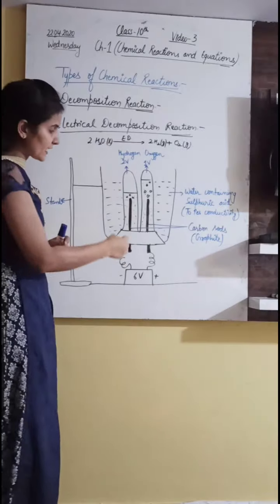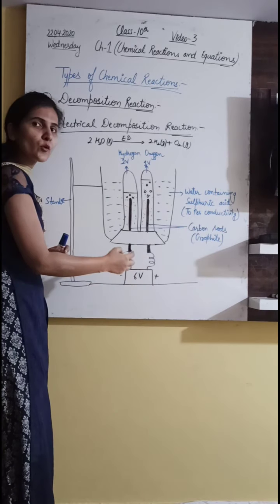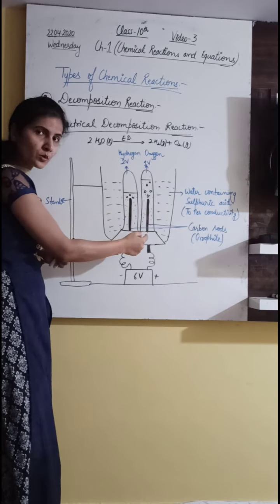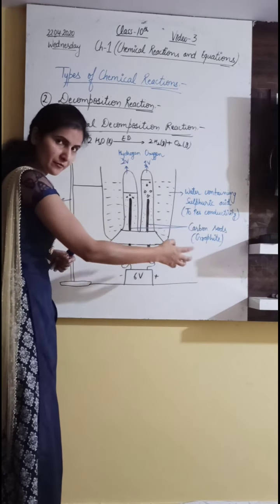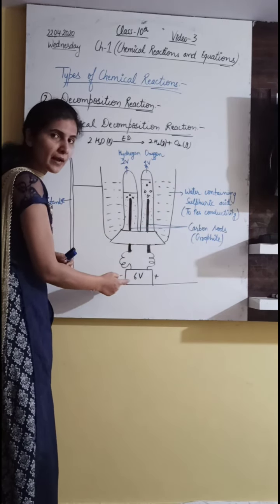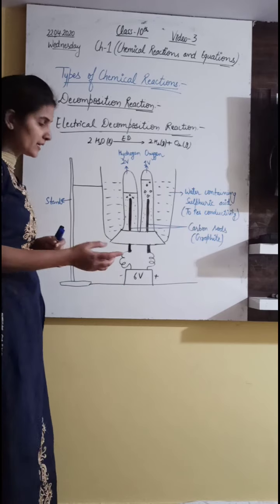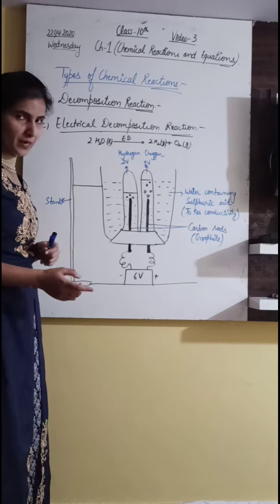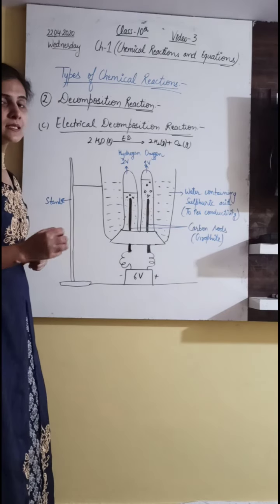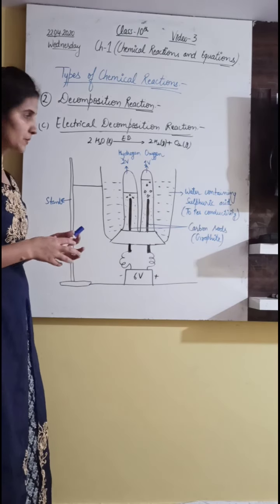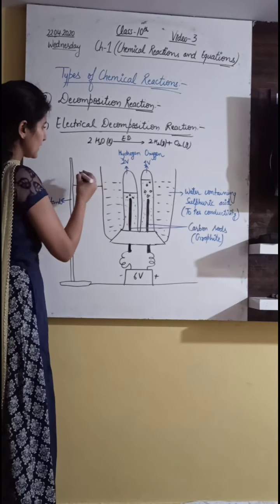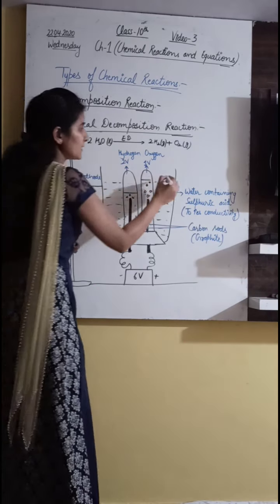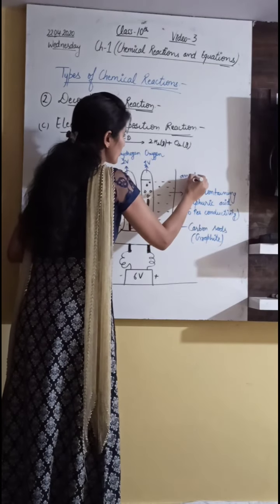These electrodes, generally connected with electricity for the reaction, are made of carbon graphite and are connected with the battery having a 6-volt supply. This is the negative terminal of the battery and this is the positive terminal. Negative terminal means cathode, positive terminal means anode. So I will write here: this is cathode and this is anode.